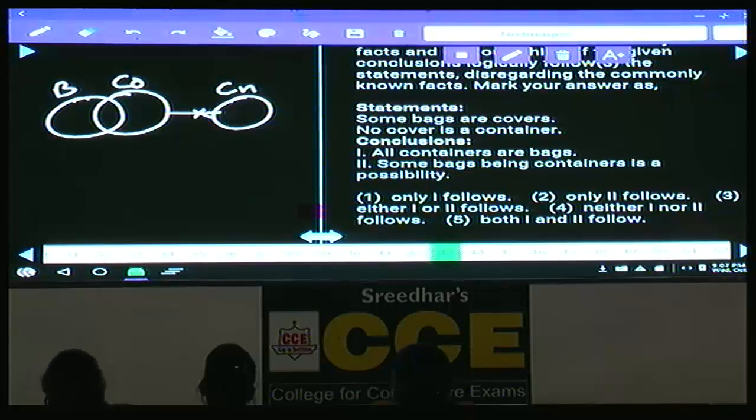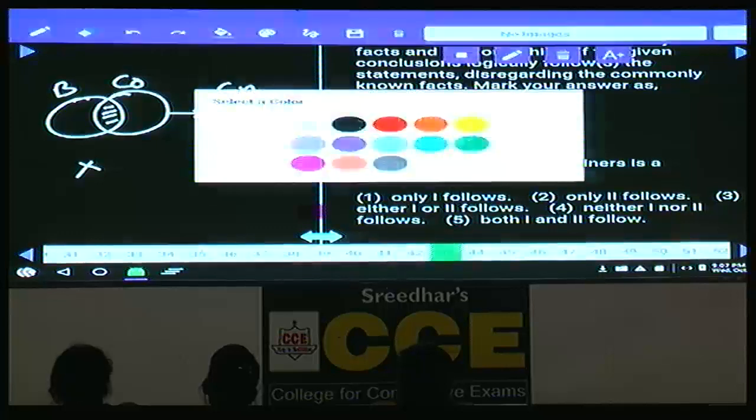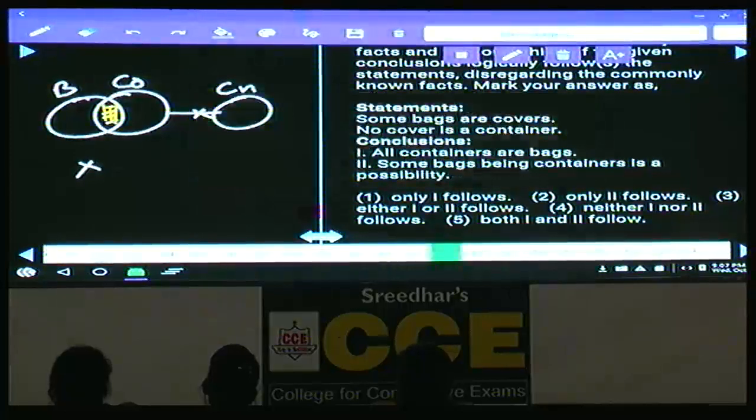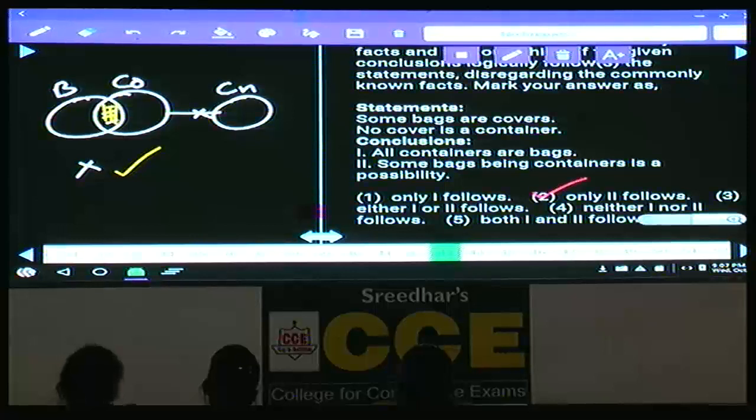First one, all containers are bags, that is false. Second one, some bags are containers, is a possibility. Is it possible or not? Yes. These are the bags which are containers, isn't it? Hence the second one is true. Hence only 2 follows, it is choice 2, 43.